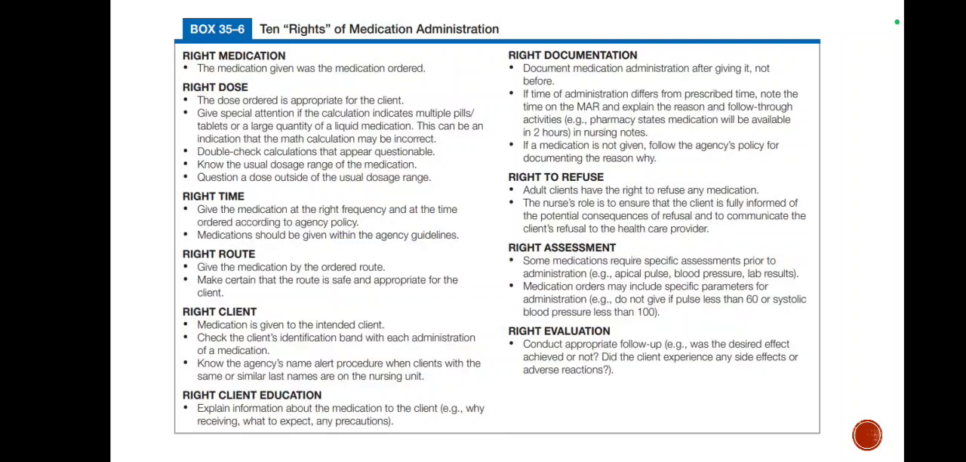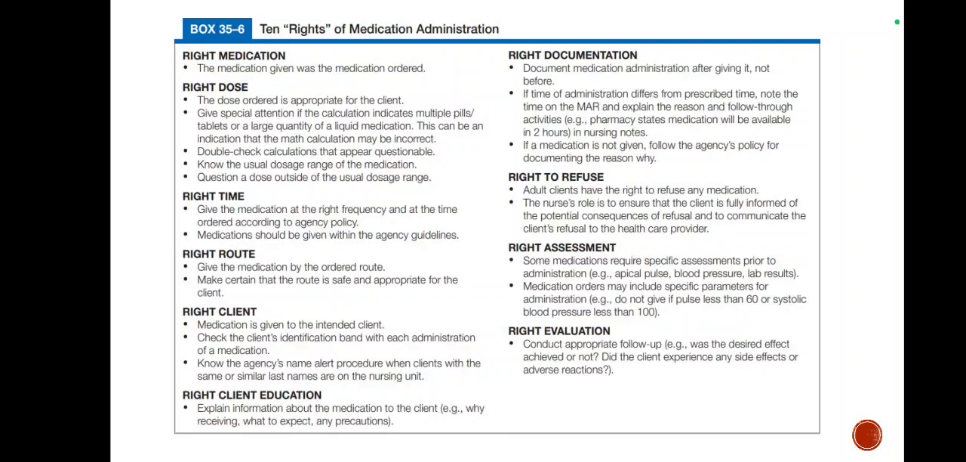The medication is given to the intended client. Again, we have two acceptable methods of identification. First is asking the patient to state their name and date of birth. The second identifier is to check their wristband or ID band. And then we have right client education. It's very important that you explain any information about the medication to the client.